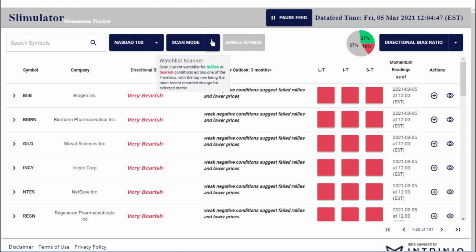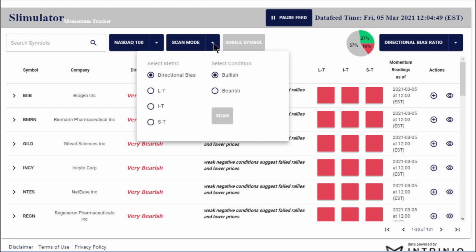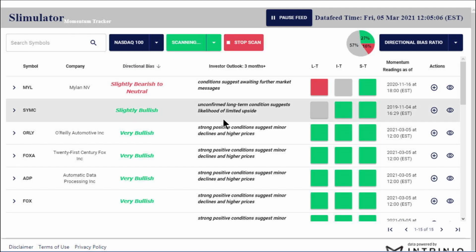I'm going to go to scan mode for a second. What I want to look at in the scan mode are short-term stocks that are bullish. In other words, this is going to tell me in the near term which stocks have done really well while the market has been going down. And I'm going to scan that. And you can see in here, it's pulling up these 6 stocks, which is really cool.